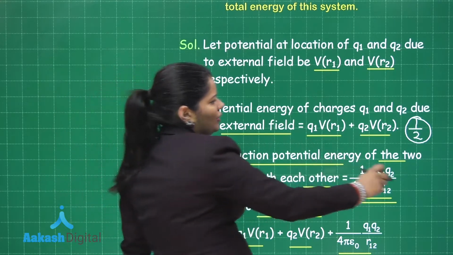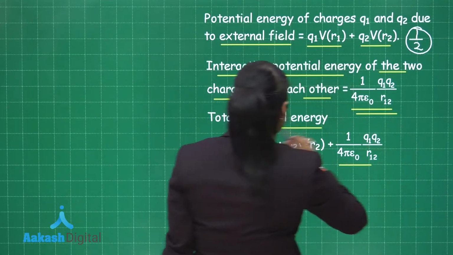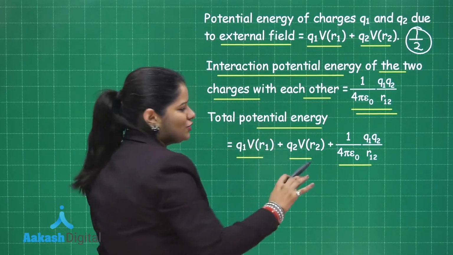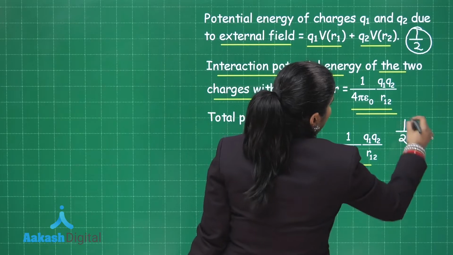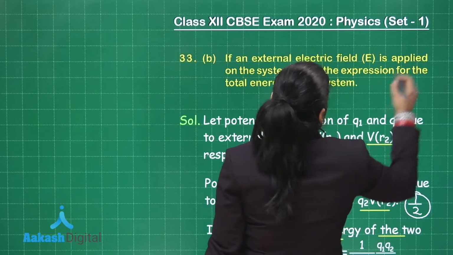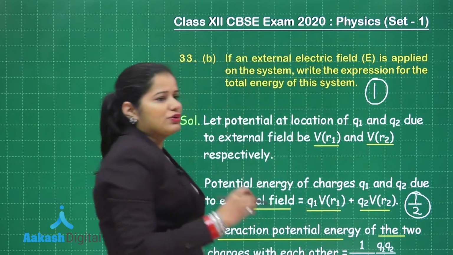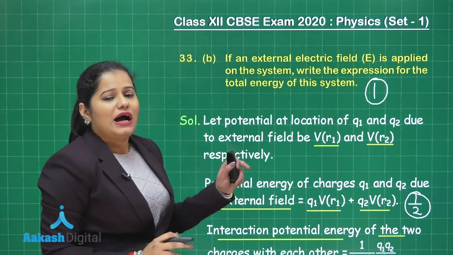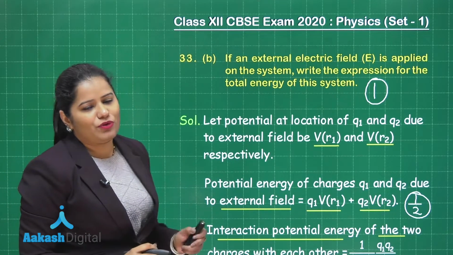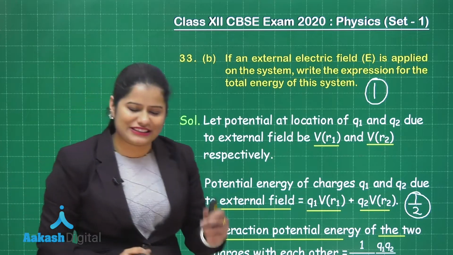Okay, and then when you will write down the total energy of the system in the presence of the external field, you will get another half mark. So this is how you will get 1 mark for this part of the question and total 3 marks for this question. I hope this question is clear to you. Now let's move on to the discussion for the question number 34.